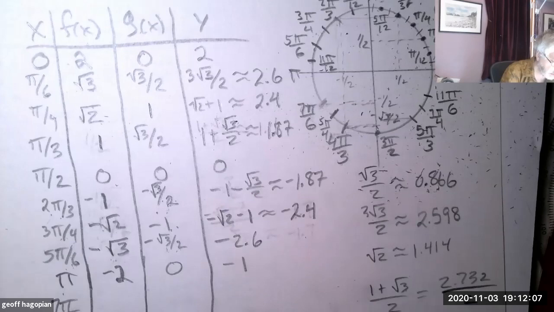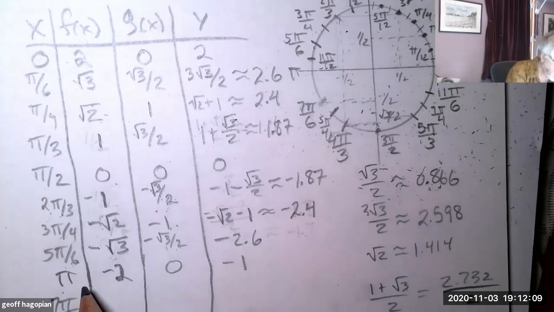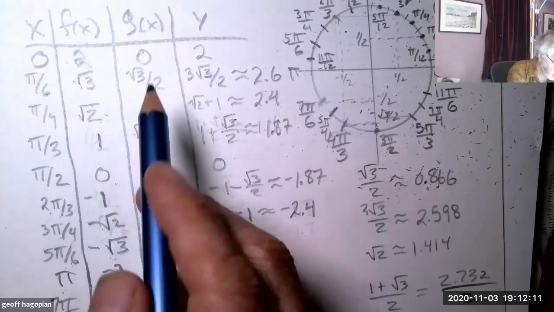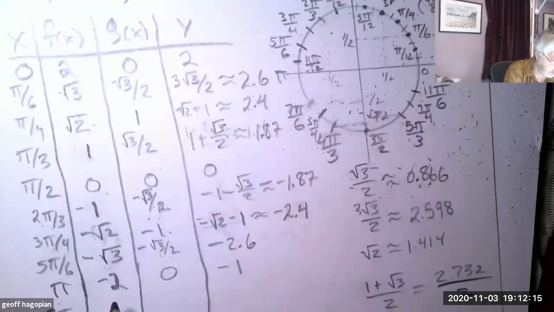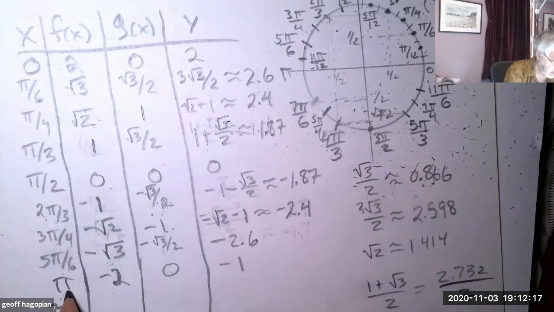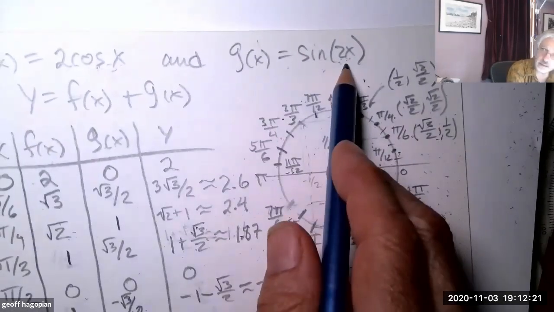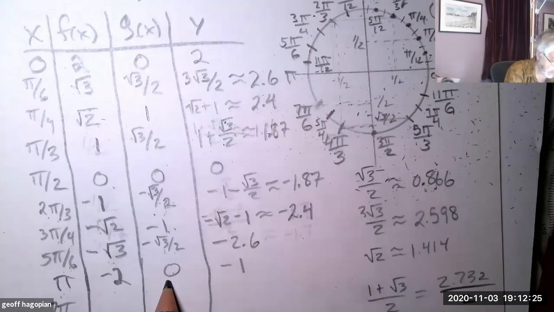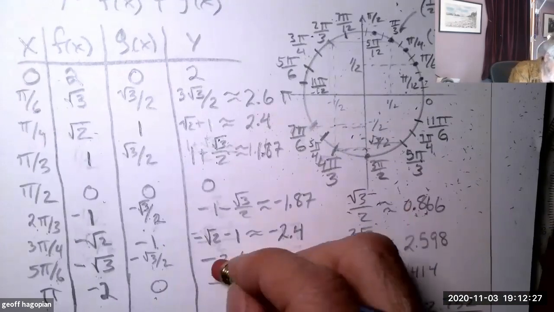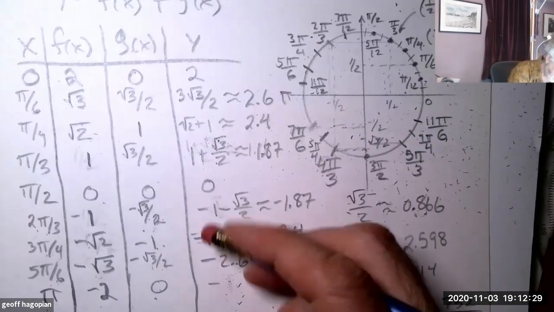All right. And at pi, cosine of pi is -1. Twice that is -2. Twice pi is 2 pi. And so sine of 2 pi is 0. And so these add up to -2. All right, we're adding.